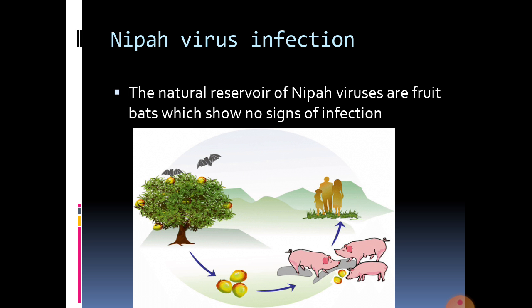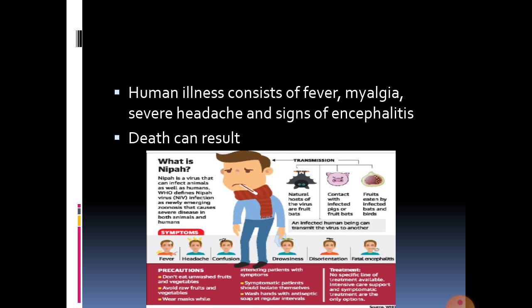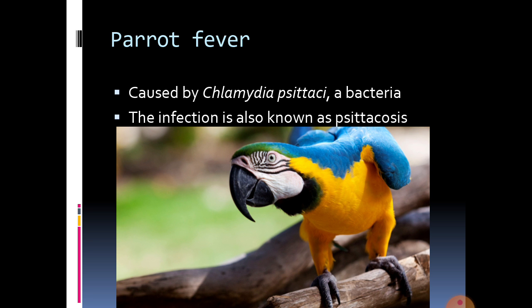Nipah virus infection. The natural reservoir of Nipah viruses are fruit bats, which show no signs of infection. Nipah viruses are transmitted through contaminated food or directly between people. Human illness consists of fever, myalgia, severe headache and signs of encephalitis. Even death can result. Parrot fever is caused by Chlamydia psittaci, a bacteria.